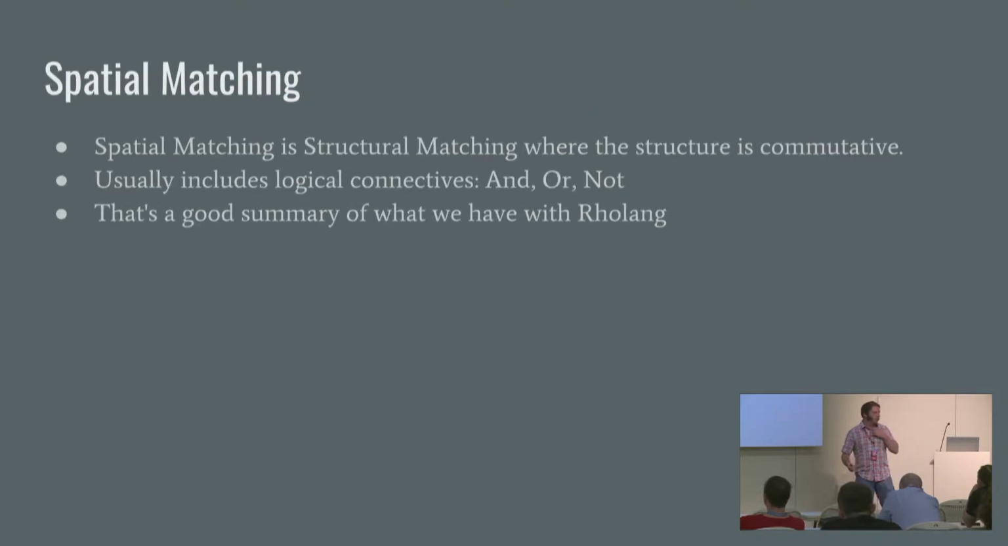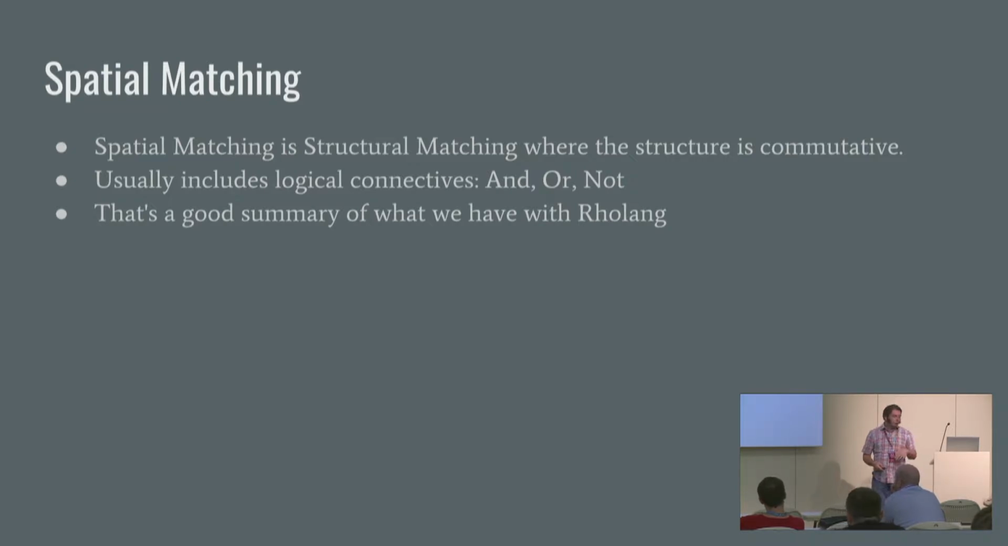All right. So let's talk about spatial matching for a little bit. What's the difference between spatial matching and structural matching? The main difference is that they use the term spatial matching for the case where it's commutative. Basically, all of the terms exist somewhere in space, and we have to find out where they are. In the literature, the spatial types usually include and, or, and not. And that's a good summary of what we have in Rholang. There are also some other terms.